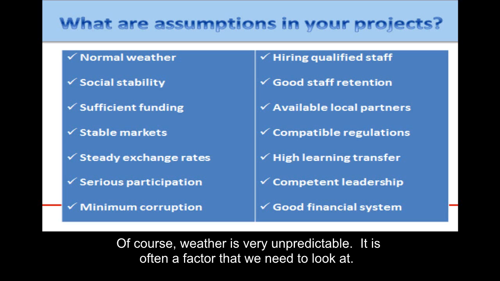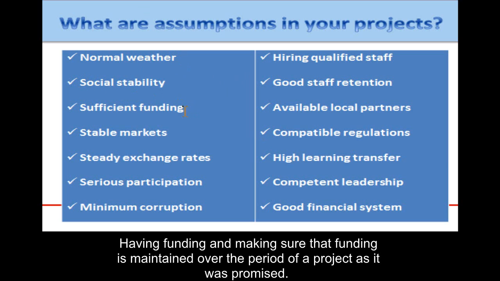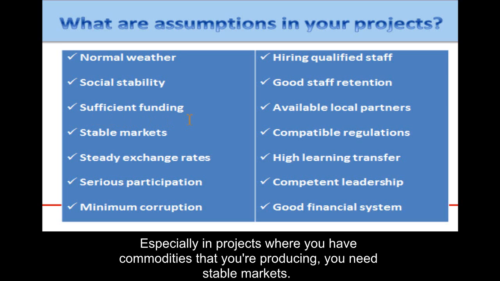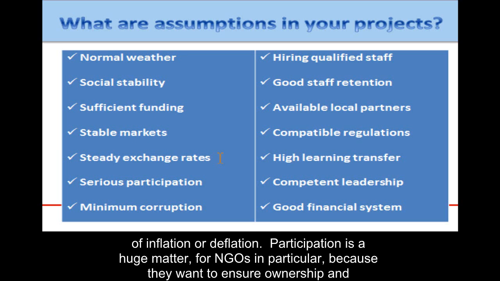Of course, weather is very unpredictable. It is often a factor that we need to look at. Stability, both socially and politically, is extremely important. Having funding and making sure that funding is maintained over the period of a project as it was promised, especially in projects where you have commodities that you're producing, you really need stable markets. Markets can also affect inputs as well. Exchange rates are extremely important, especially where there's fluctuation because of inflation or even deflation.